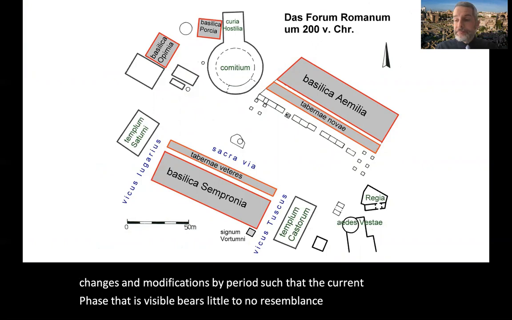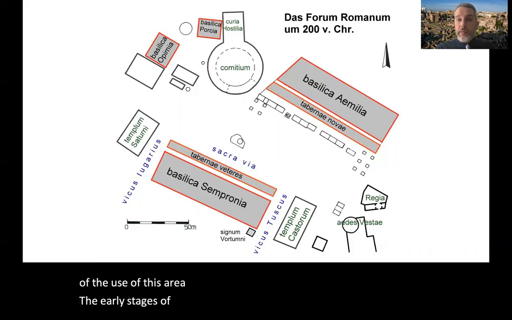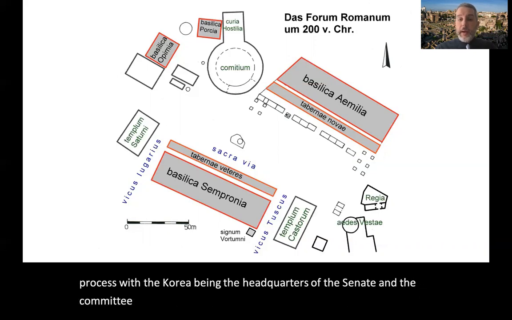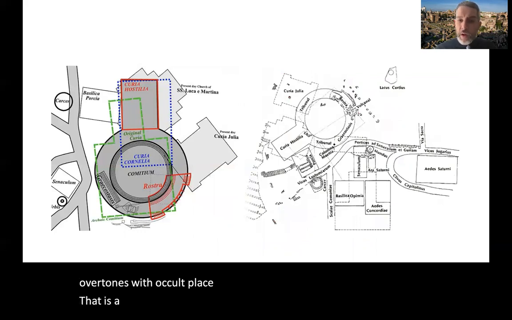The early stages of the Curia Comitium area involve parts of the political process, with the Curia being the headquarters of the Senate and the Comitium being the place of popular assembly, as well as sacred overtones, with a cult place that is sacred to the god Vulcan also being located in this area.